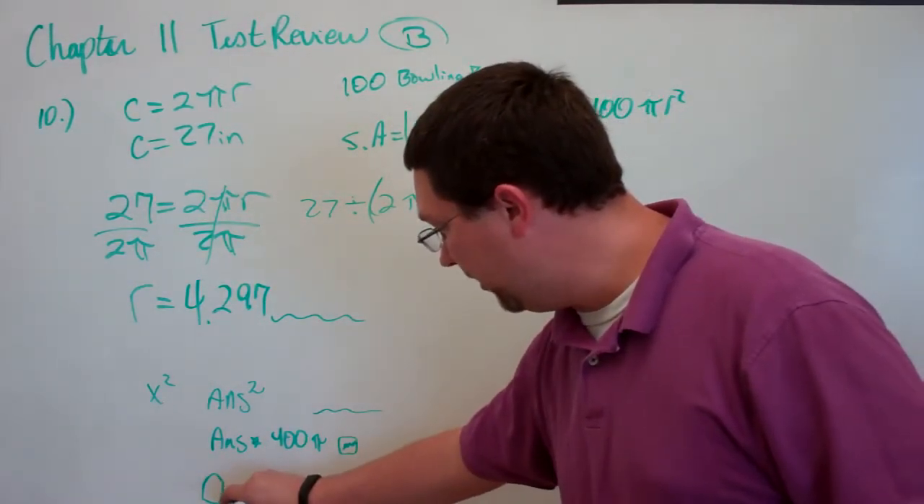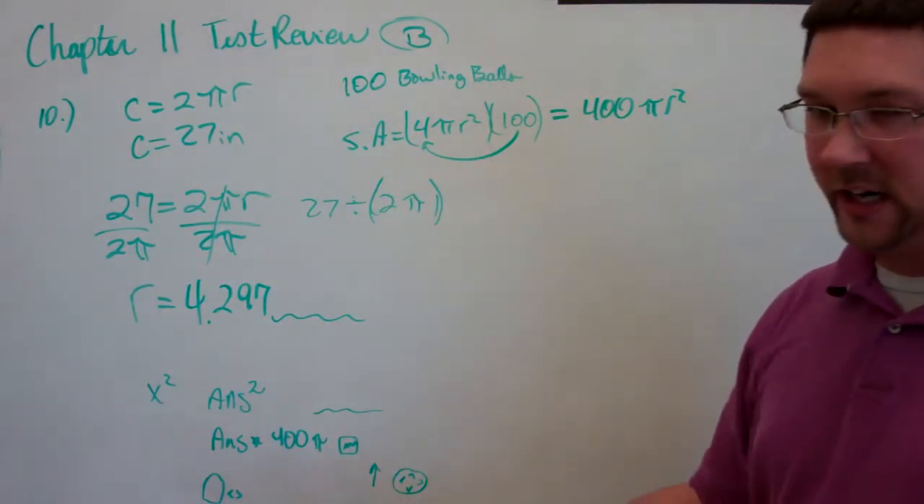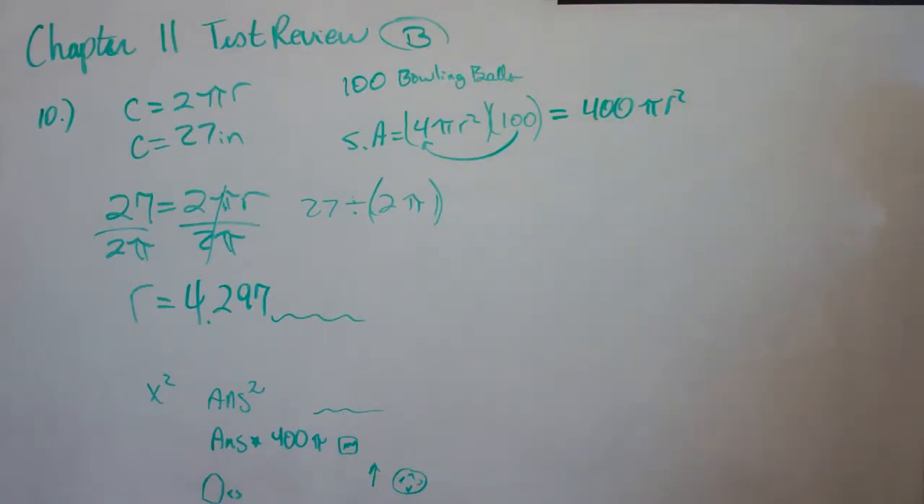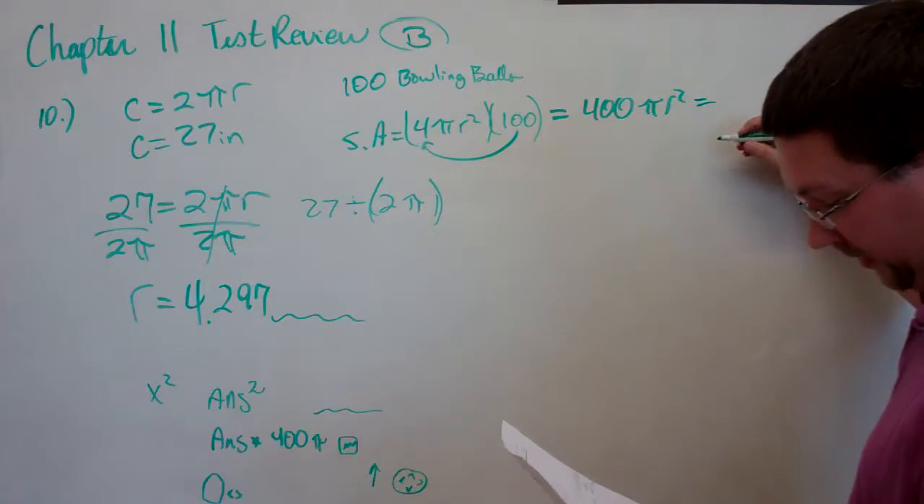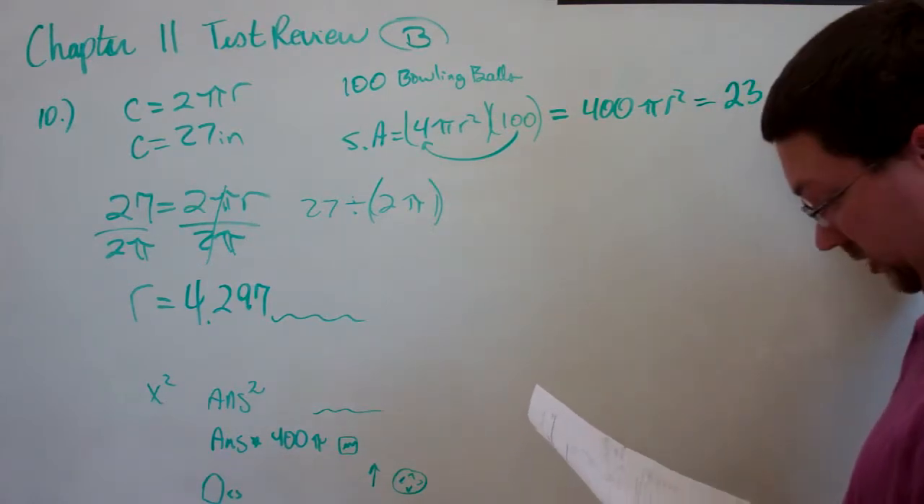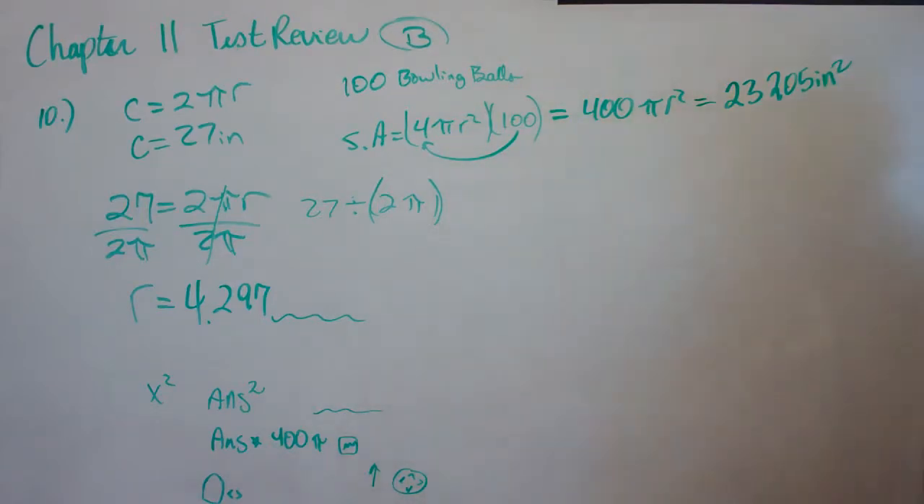Hit the button above enter, and it'll put little greater than, less than signs, and hit enter again, and it'll change it to a decimal. Okay? Once it changes it to the decimal, your surface area is going to come out to 23,205 inches squared.